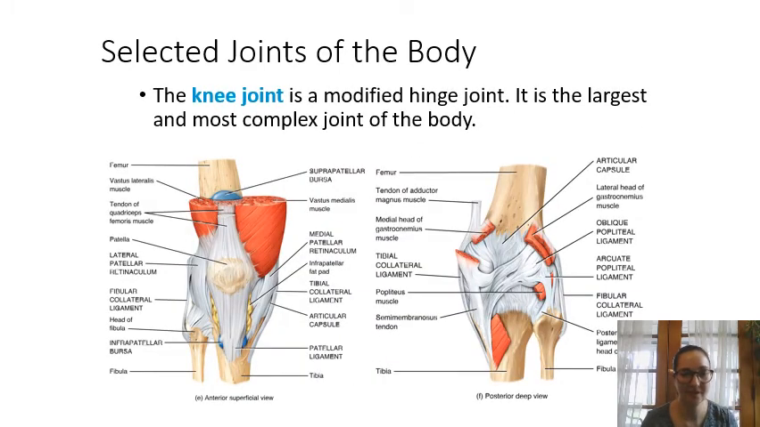All right, and then down to the knee. So the knee is first and foremost a hinge joint, right? That's the primary movement that it does. It is also the largest and most complex joint in the body. So knees are kind of ridiculously complicated.